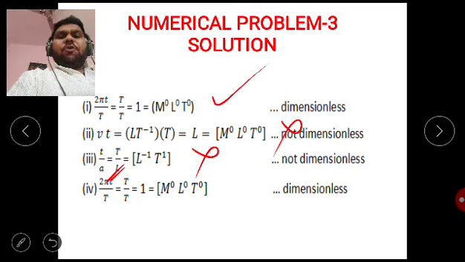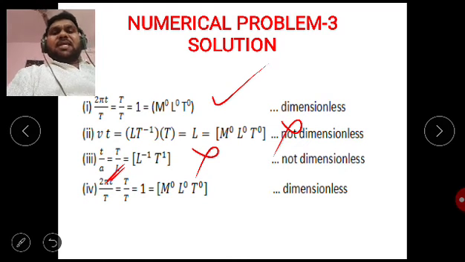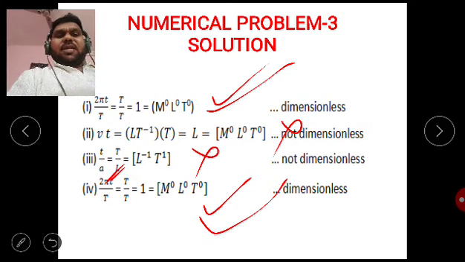So we are having the fourth part, 2πt by T. That is again dimensionless. Why? Small t has dimension T and capital T has dimension T. So that means 2πt by T comes out dimensionless. So this is correct. So the first is correct and the fourth is correct, and these two, second and third, are incorrect. Okay, so we are moving to the next numerical problem.